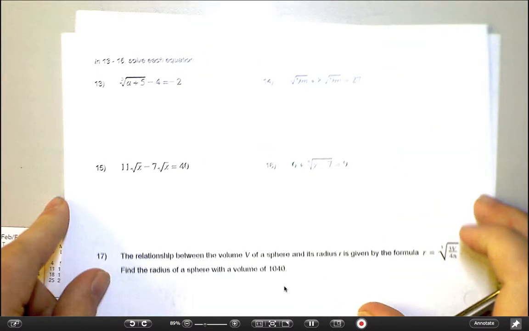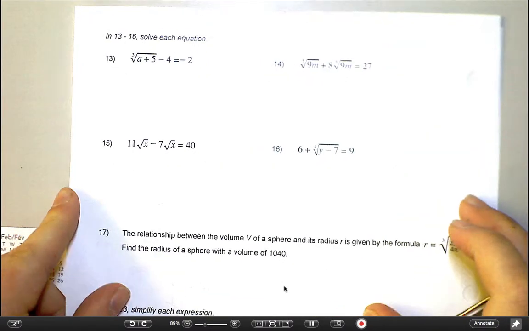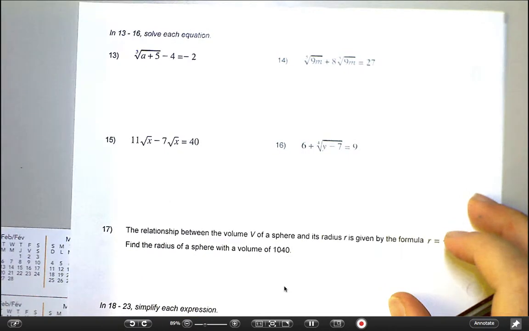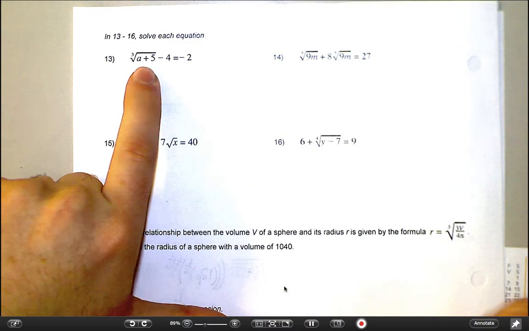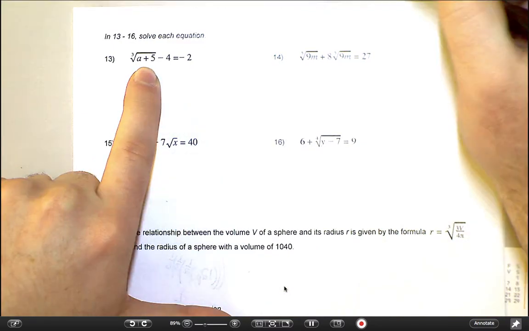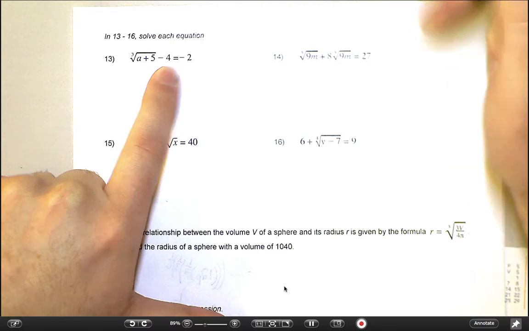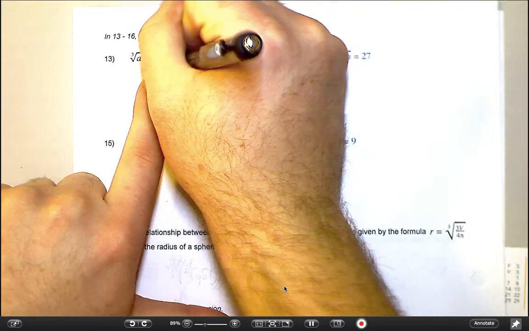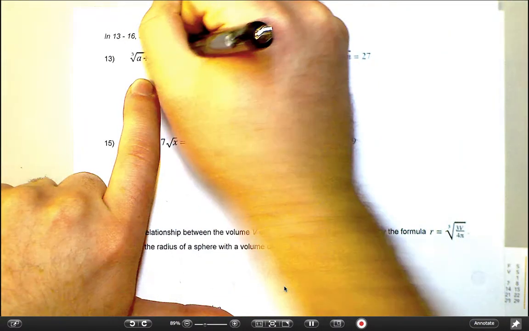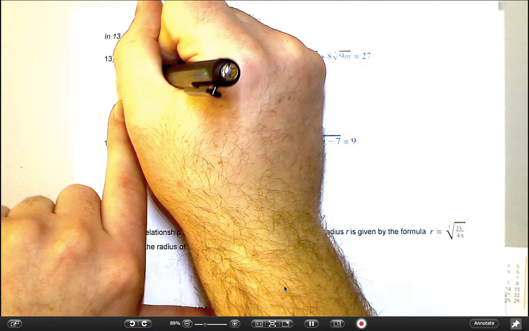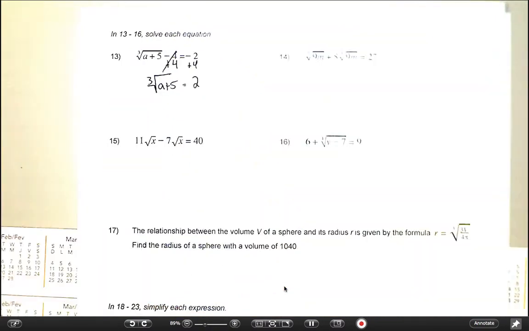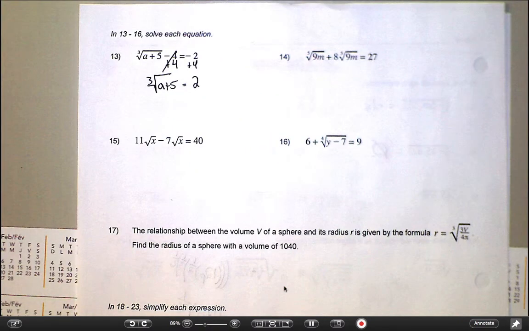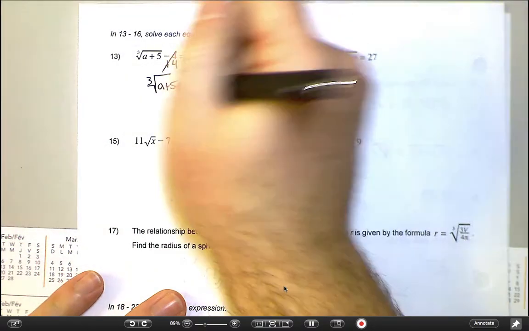On the back, let's go ahead and jump over to some of these solving ones. So I'm going to do 2 of these. I'm going to do both 13 and 15. To start with number 13, I am trying to get this root by itself, so the cube root of a plus 5. To do that, the only thing that's not in the root is the 4, so I need to start by moving that. So I'm going to add 4 to both sides to cancel out with the minus 4. Negative 2 plus 4 gives me a 2, so this is going to be the cube root of a plus 5 is equal to a positive 2.